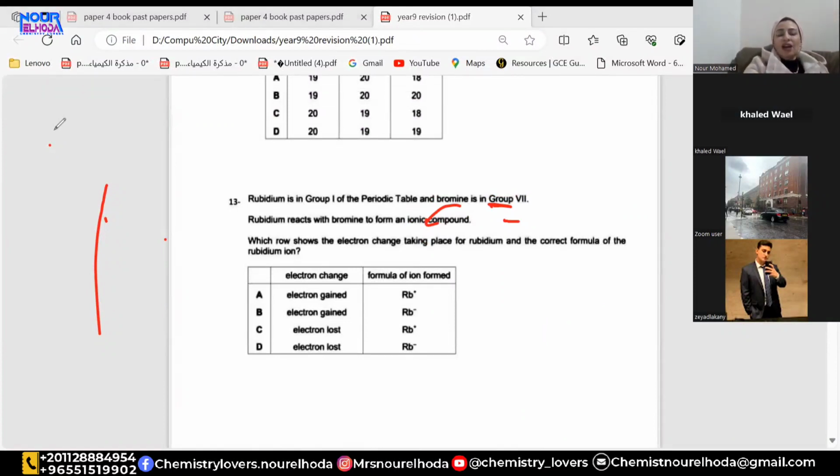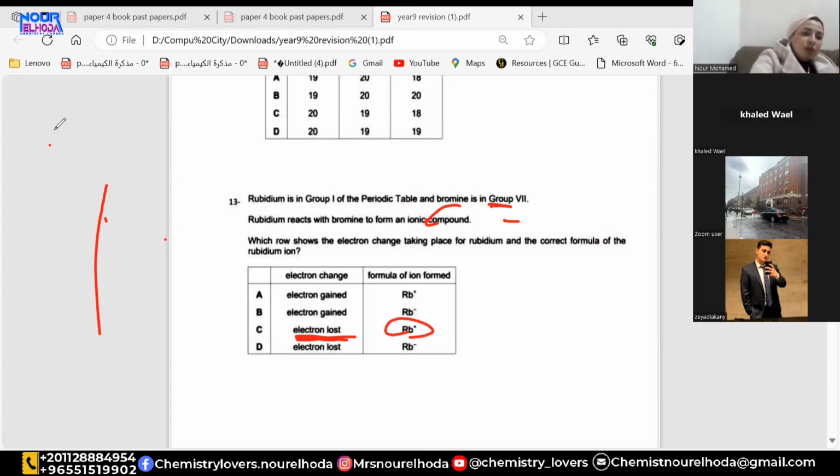Look Amira, if I'm having any element, I told you non-metals gain electrons and form a negative ion. So for sure, what do metals do? Since rubidium is a metal, for sure a metal is going to lose electrons and form a positive ion. That's why I choose rubidium, a positive ion, because it loses electrons since it's a metal, it will form a positive ion.